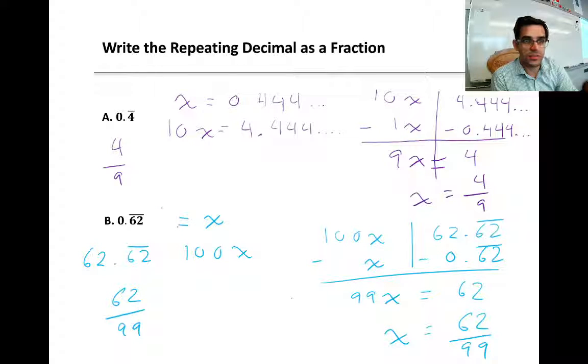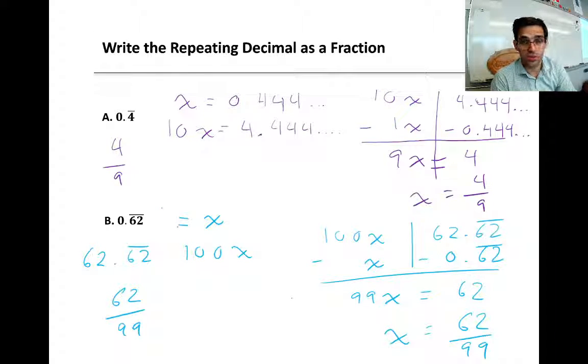Also, more examples. If you want to write a repeating decimal as a fraction, we're going to use a little algebra. Example A, 0.4 bar, or 0.4444 repeating. We can write it as a fraction. First, we're going to let x equal 0.44444. If that's true, then 10 times x, or 10x, would be 4.44444. Again, a never-ending number of 4s after the decimal.